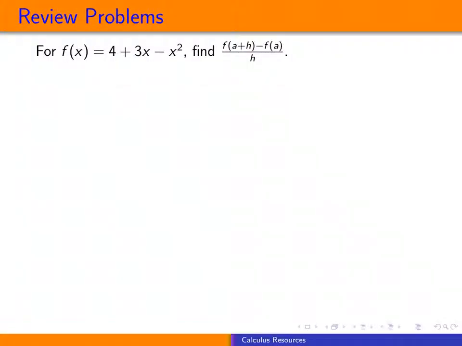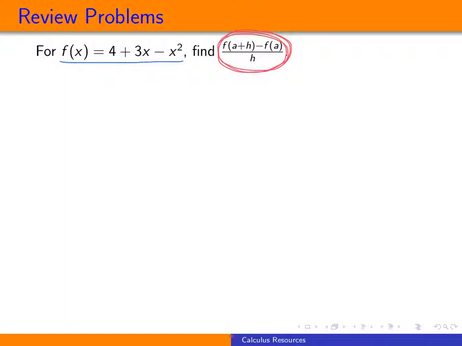For this particular review problem for Calc 1, we are going to look at the difference quotient. That's this f of a plus h minus f of a, all over h, and it plays a very important role in calculus. So being able to simplify these things is incredibly important. The particular function that we'll be looking at is f of x equals 4 plus 3x minus x squared.